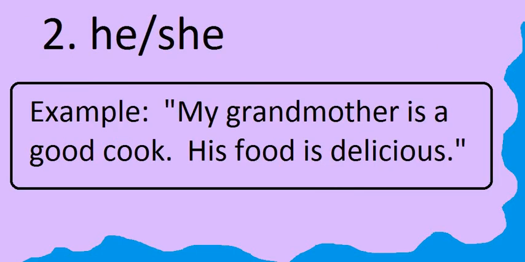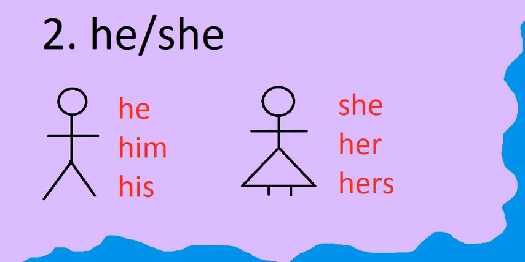Number 2, he and she. Now in some languages there's no difference between he and she, but in English we always have to remember to make that difference. And in this example it says my grandmother is a good cook. His food is delicious. Now we know grandmother must be female, so it should be her food is delicious. Remember to use he, him and his with a male and she, her or hers with a female. If you don't know, you can use they or them.